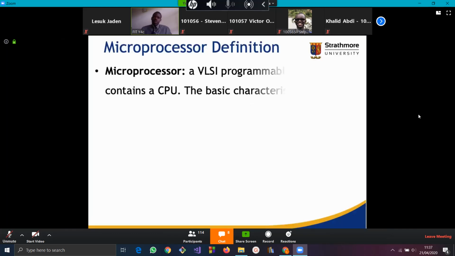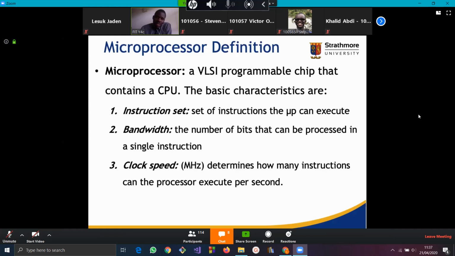So we'll start with a microprocessor. So what is a microprocessor? Okay, so this is a definition. It's a very large scale integration programmable chip that contains a CPU. Okay, so it has three basic characteristics. There is the instruction set, there is the bandwidth, and there is the clock speed. Pay close attention to these three things because we are going to have questions around these three.